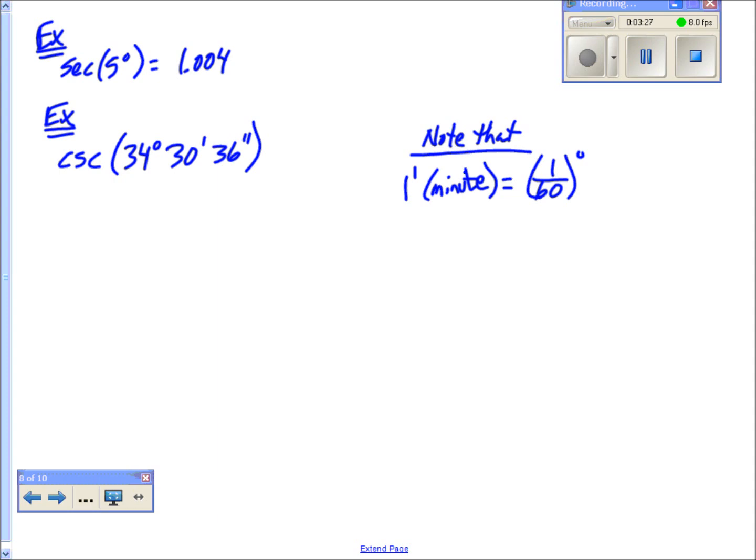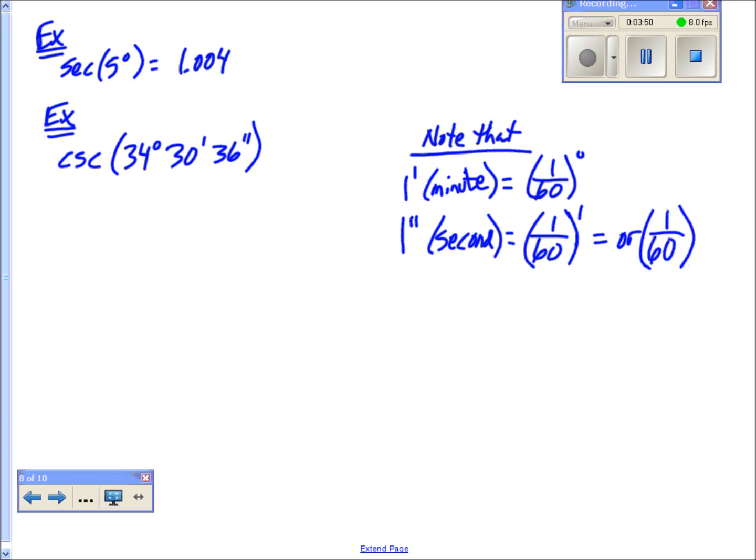So 1 second is 1/60th of a minute, or 1/60th of a degree, is another way to think about that. So if you're figuring out, let's go back to this problem here, cosecant 34 degrees, 30 minutes, 36 seconds.